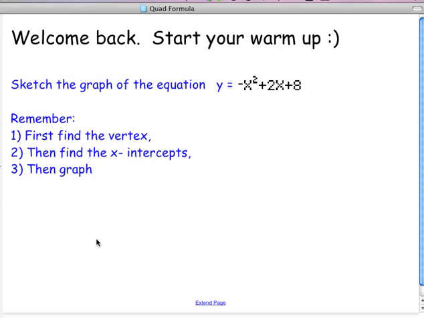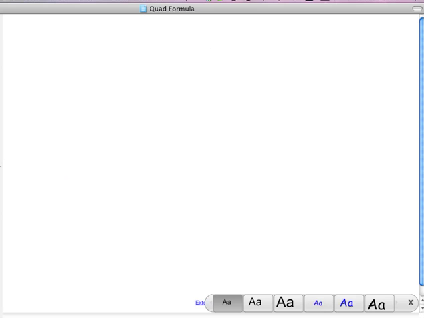Good afternoon. I will review your warm-up. I will go over this step by step. It says that the first thing that we need to do is find the vertex, and so I just want to put a reminder.